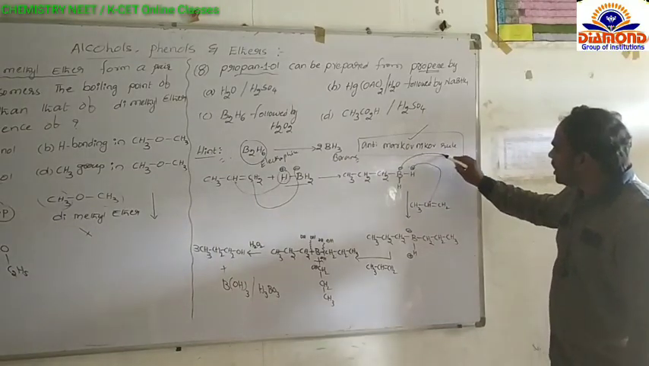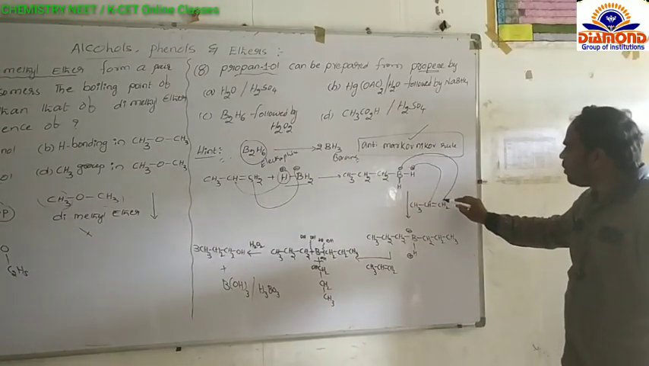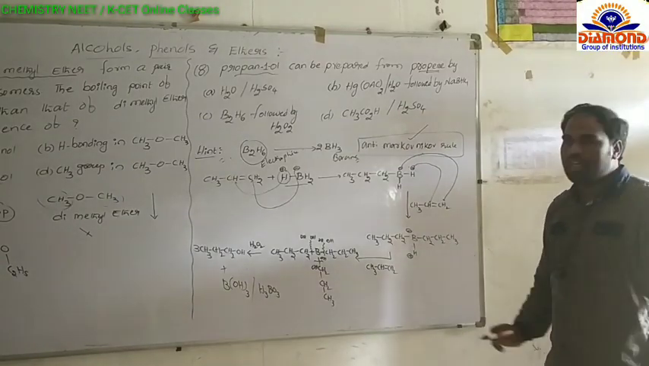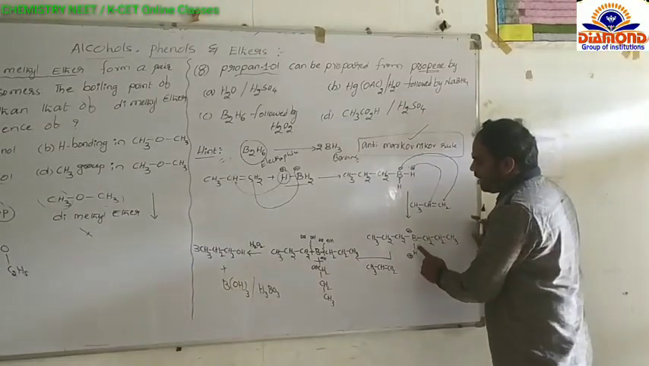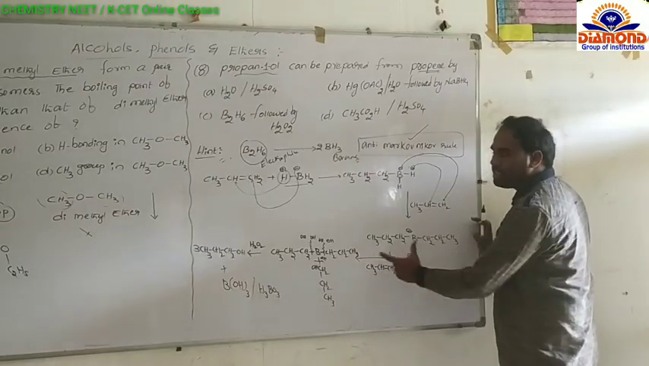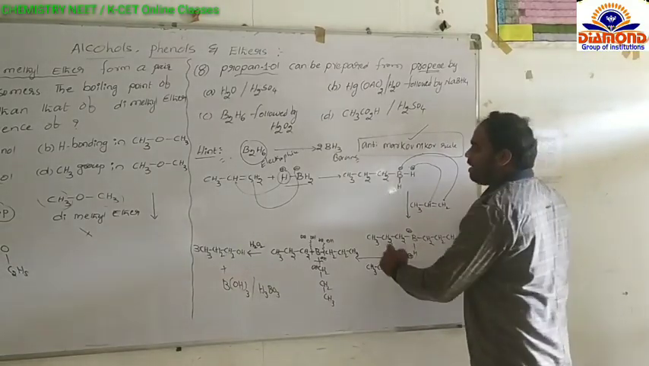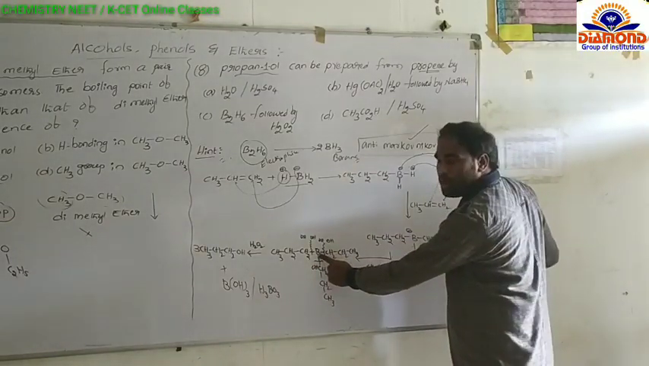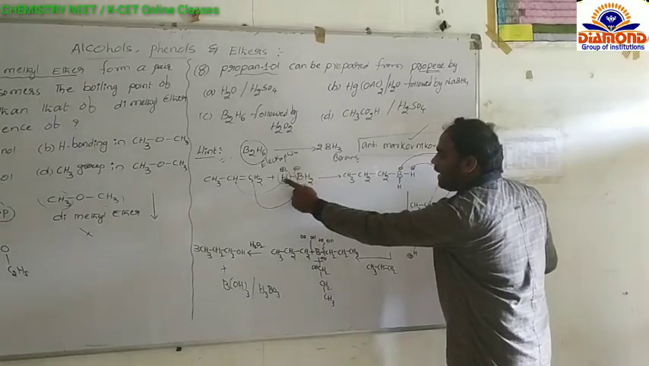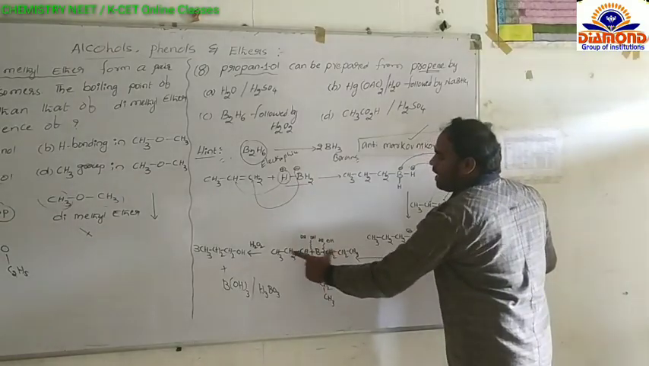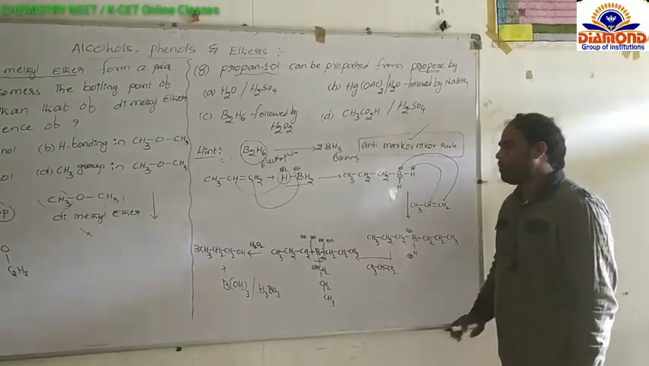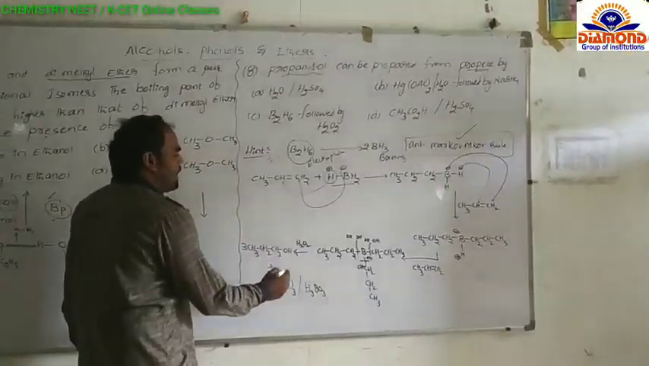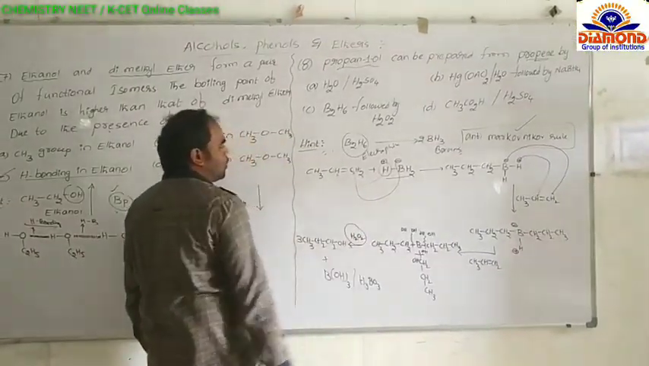B minus adds to the double bond carbon containing more hydrogen, then we get this. Another hydrogen is remaining, so this hydrogen also adds to another propene molecule. In the final compound, this is the central boron. Boron contains 3 hydrogens, and these 3 hydrogens add to propene, propene, propene, then we get this compound. Now this compound undergoes oxidation with H2O2.